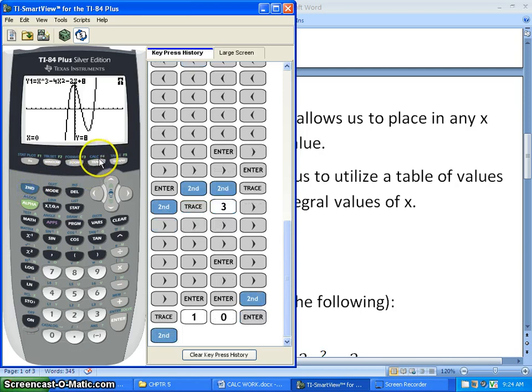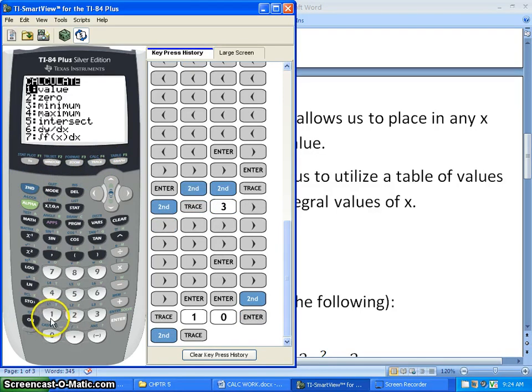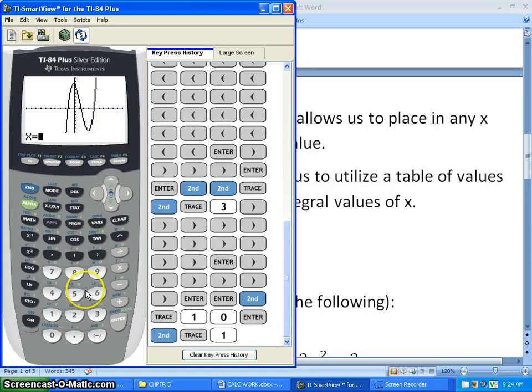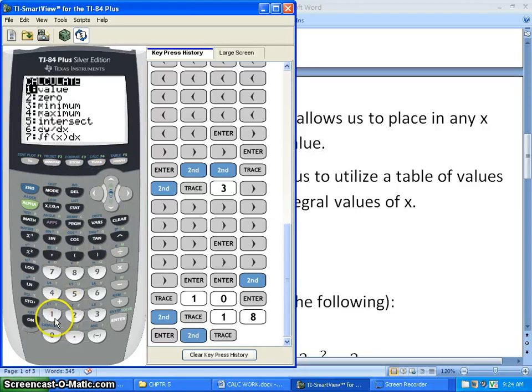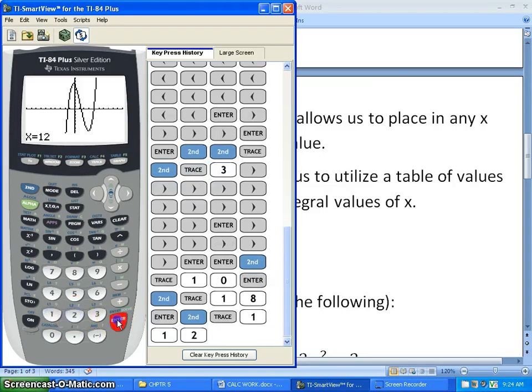If I do second calculate value and I wanted to find a value further down in this proximity, for example 8, where's the graph? It's very high above, so we should get a very large y value, 248. The last illustration I'm going to do a second calculate value is the event that you choose a number larger than 10 or smaller than negative 10. For example, if I choose 12, the calculator will respond with an invalid.